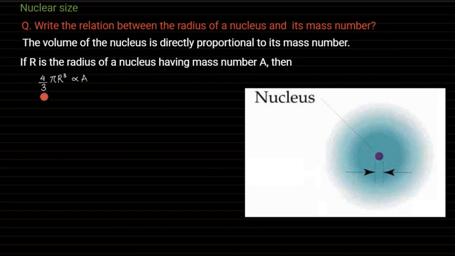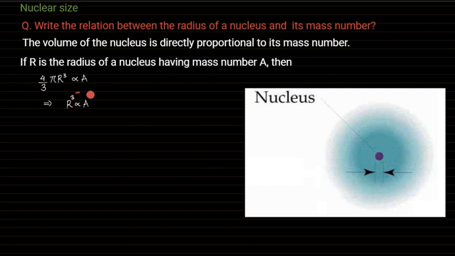If you look here carefully, this 4/3 is a constant, this pi is a constant. So I can remove these constants and focus on the nucleus radius and your mass number A. Therefore I can write r cube, the radius of the nucleus to the power 3, should be directly proportional to the mass number. Why have I removed these two terms? Because they are constant. The nucleus size does not depend upon the constant. The nucleus radius, this r part, only depends on the mass number. This part only will give me the nucleus size.